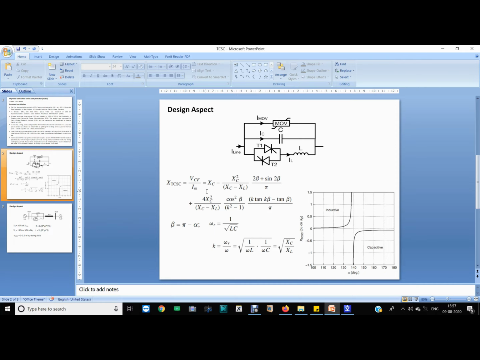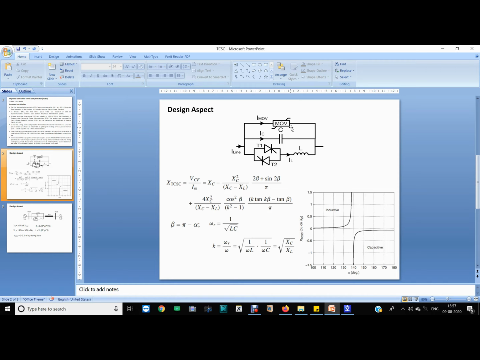TCSC is nothing but a fixed series capacitor connected in parallel with a thyristor controlled reactor of inductance L. You can see that this is the TCR, where an inductor and anti-parallel thyristor switch are connected, right? So this combination is called a basic TCSC, and this MOV, meaning metal oxide varistor, is used to provide overvoltage protection of this capacitor during fault.